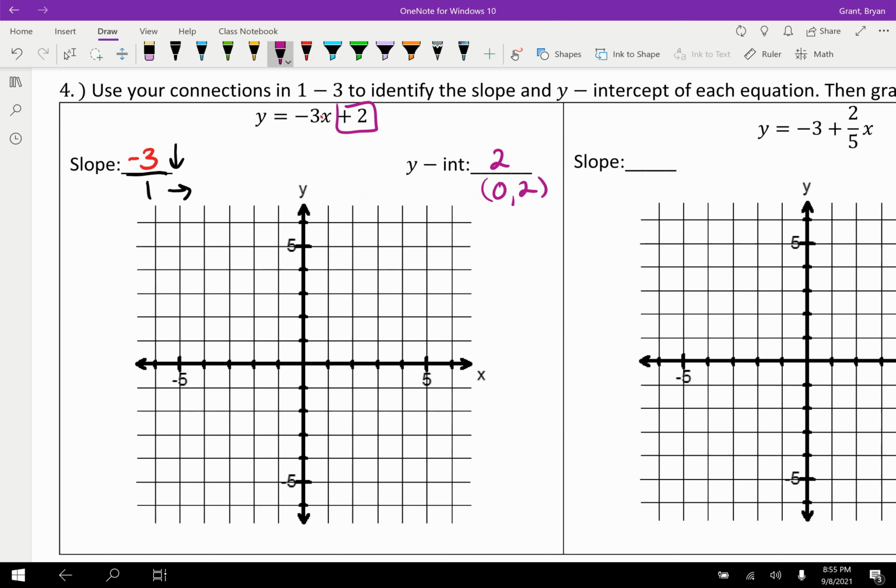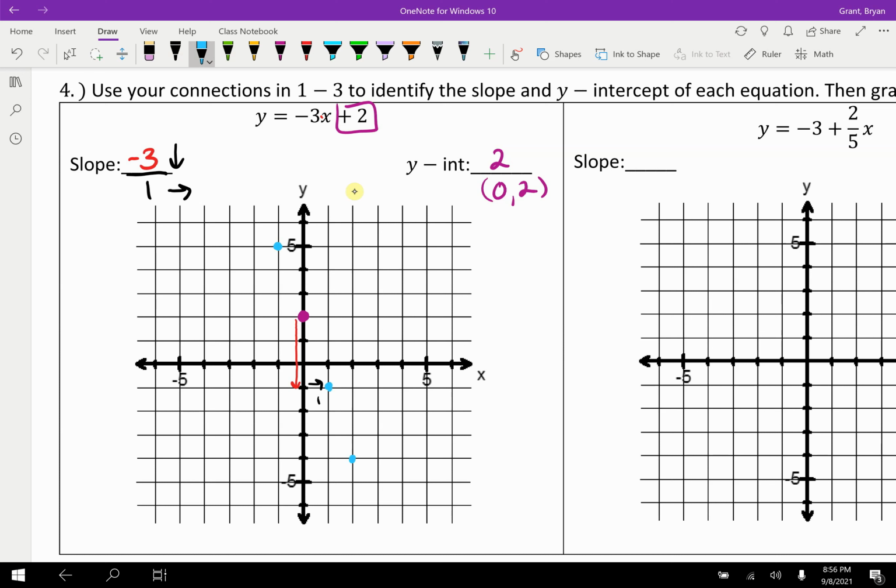So to graph this, we start with the point (0, 2), which is right here. And then we use our slope. Our slope says to go down 1, 2, 3, and then to the right 1, and this will give us another point. And continue, down 1, 2, 3, to the right 1. Or we could go the other way. I can go up 3, to the left 1, up 3, left 1, up 1, 2, 3, to the left 1.